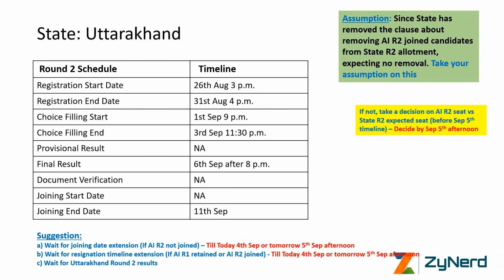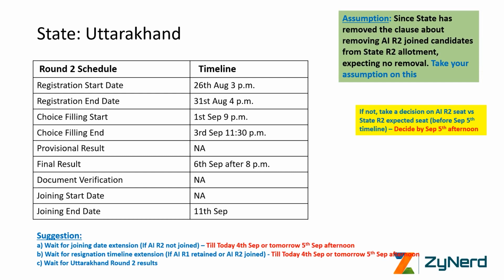In case Uttarakhand results are not published on 6th or none of these happen by 5th, first we'll look at the if both don't happen by 5th, then you'll have to take a decision on All India round 2 seat for a state round 2 seat if no notification comes in by 5th, because Uttarakhand round 2 results are going to be the next day, not on 5th but on the next day. So you'll have to take a decision by 5th afternoon at least, you talk to the institute if they are allowing a resignation or joining.